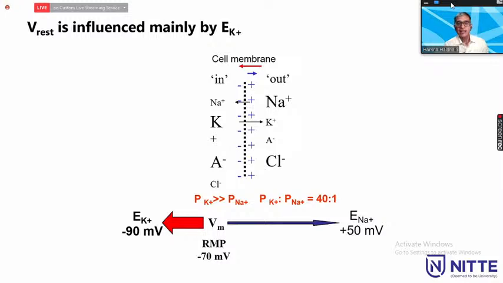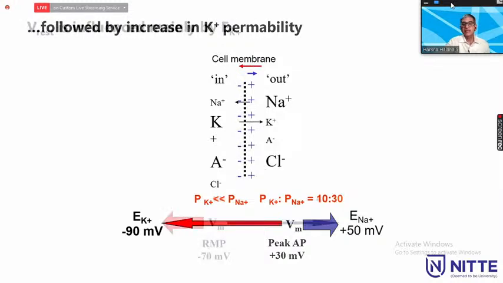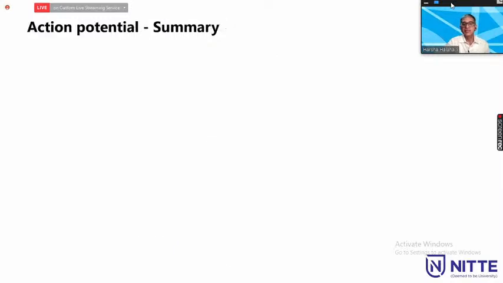At rest, we understand that the membrane is primarily permeable to potassium, and therefore the resting membrane potential is influenced primarily by the equilibrium potential of potassium. What happens during an action potential is that the membrane becomes massively permeable to sodium for a short time, and therefore the membrane potential is pulled towards the equilibrium potential of sodium, that means towards positivity, towards plus 50 millivolts, and therefore you get an overshoot. But then very rapidly the membrane permeability reverts back to potassium permeability and less permeability to sodium, and therefore the membrane potential returns towards the resting state.